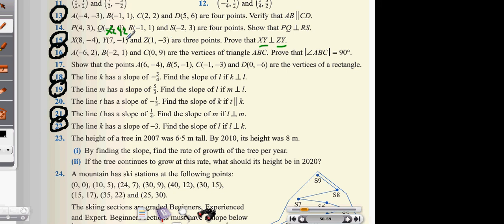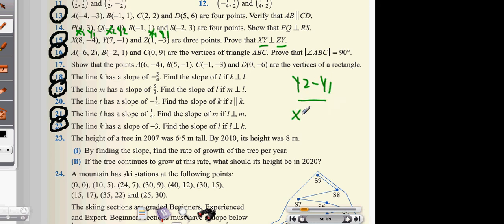So the first thing you need to do is get the slope of XY. Call X x1, y1. Call Y x2, y2. And for Z, call Z x1, y1. Okay? Use the slope formula twice and prove that they're perpendicular to each other.